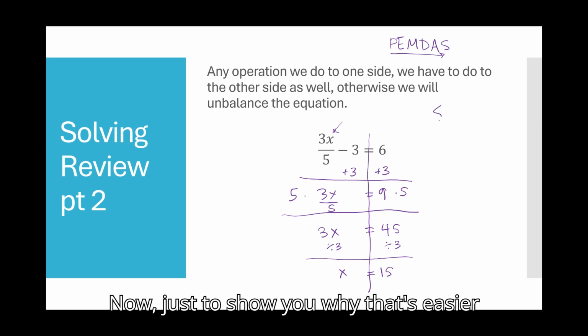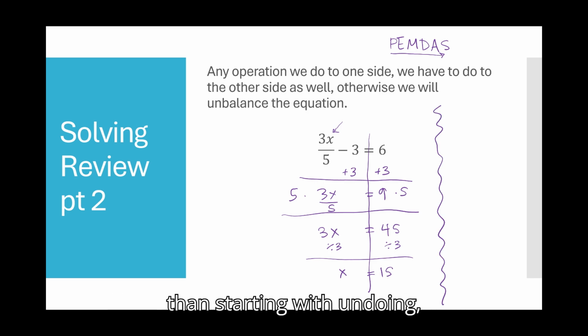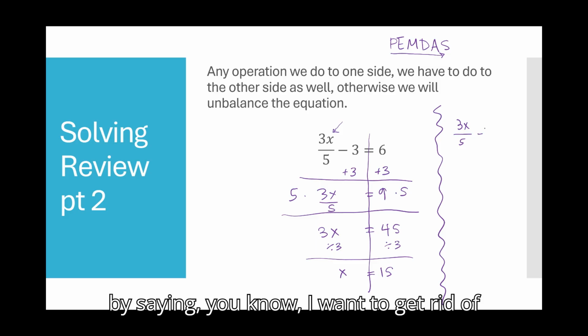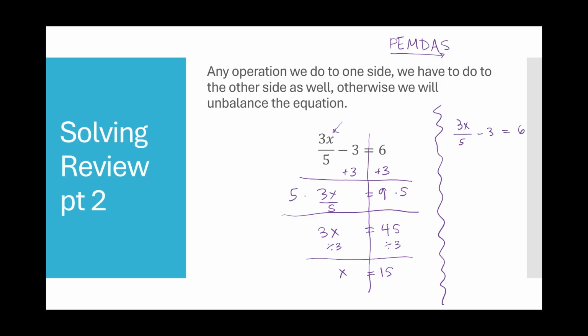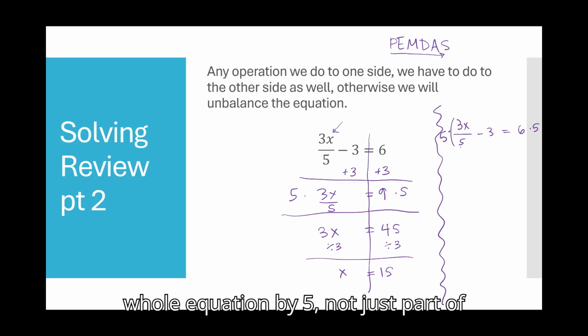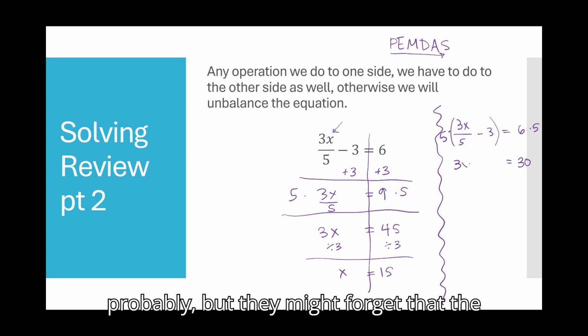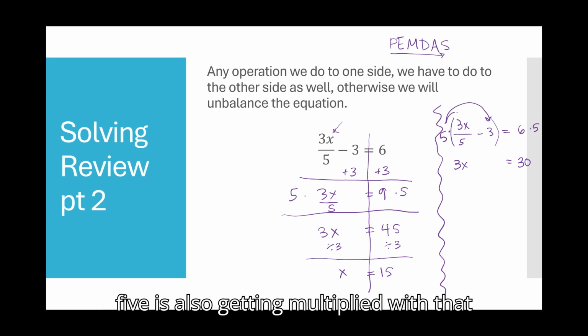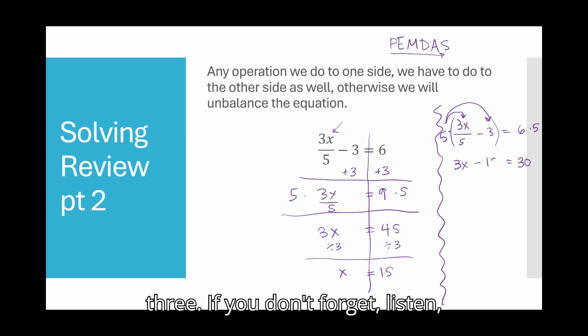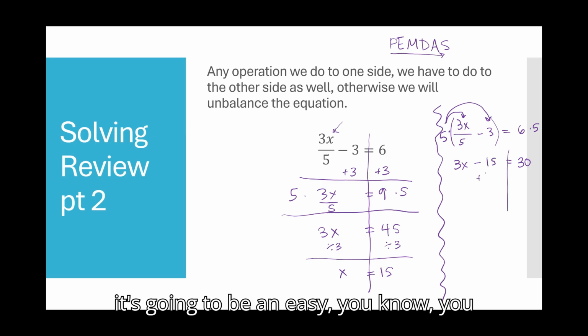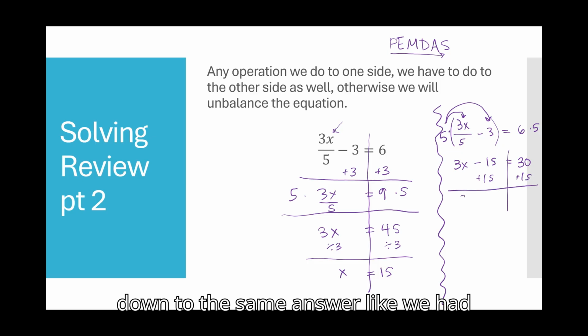Now, just to show you why that's easier than starting with undoing multiplying or dividing, if I started by saying, I want to get rid of that divide by 5, you can. You can multiply by 5 on both sides, but you have to multiply this whole equation by 5, not just part of it. So that's just often what people forget, right? So they do this canceling probably, but they might forget that the 5 is also getting multiplied with that 3. If you don't forget, you can solve it this way. You'll get right down to the same answer like we had before.